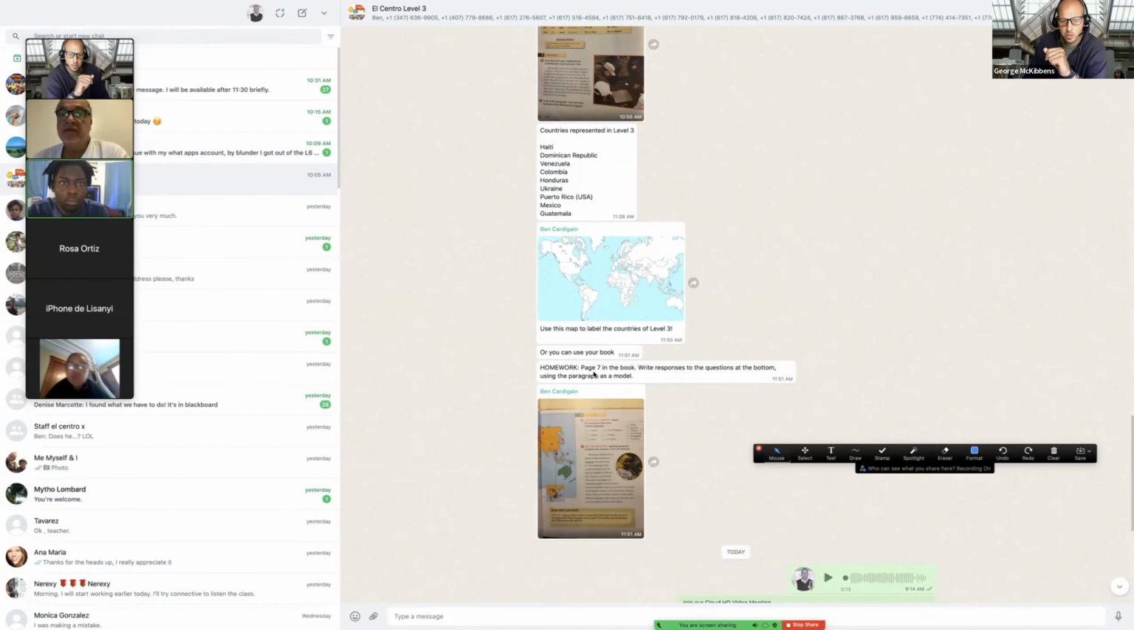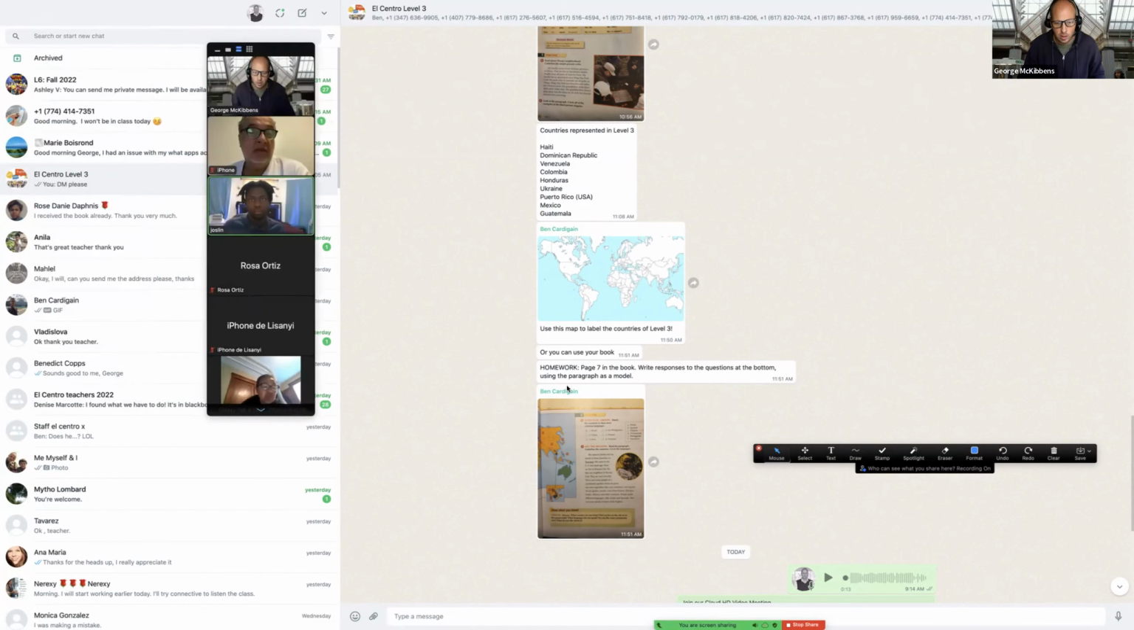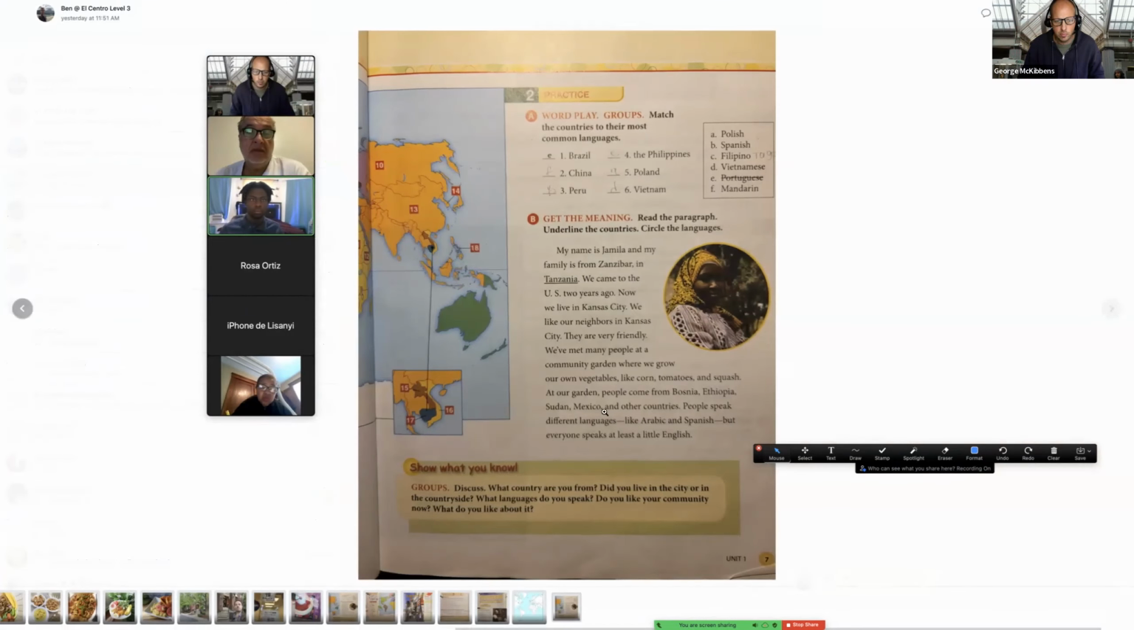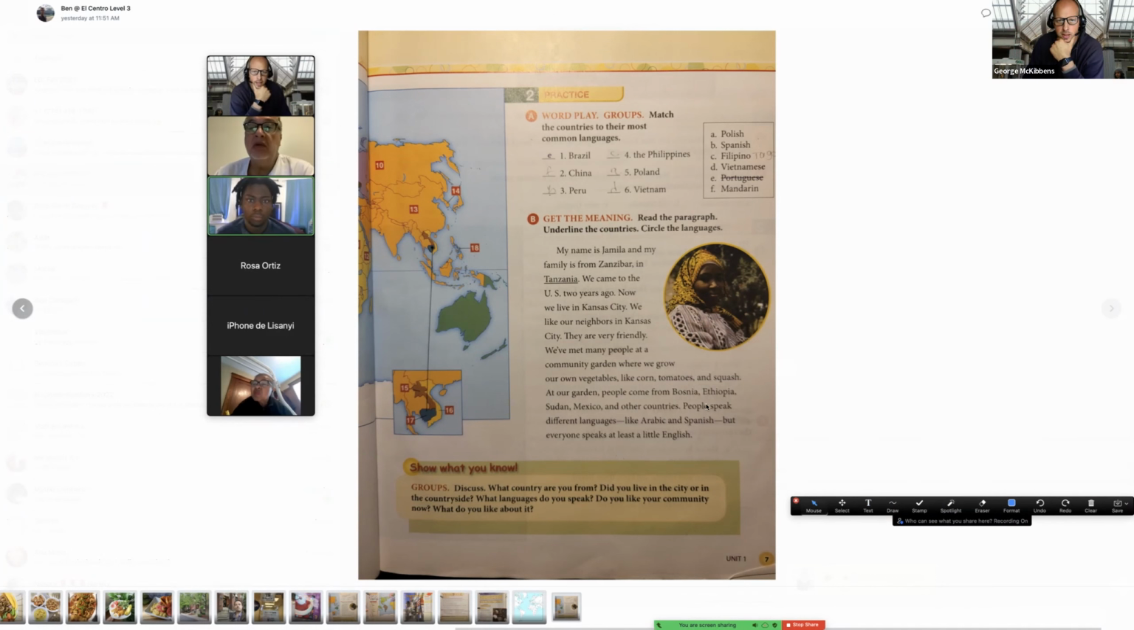I will actually make a change. It's only page 7, no problem. He just wants page 7. So I will change that. So if I have page 7, write responses to questions at the bottom. What is Ben asking you to do?